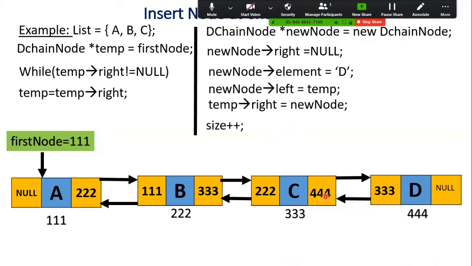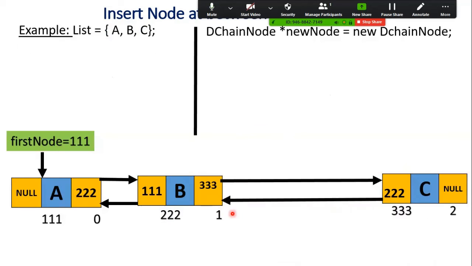Next, how to insert a node between nodes. Let us take this. I want to insert a node between B and C. So the node is D. I have to insert the D node between B and C. First, what do we do? In order to insert a node between B and C, I should have a pointer for B as well as D. So how to have a pointer for B? I should traverse from the beginning of the chain.